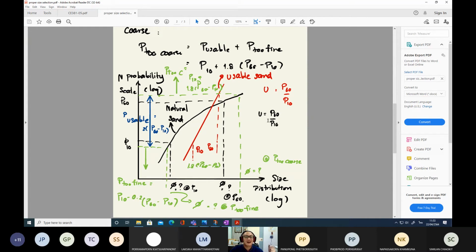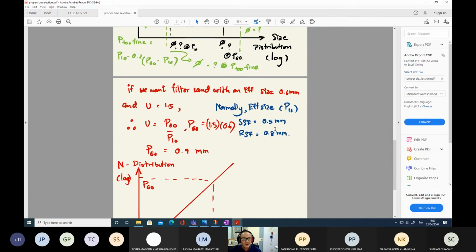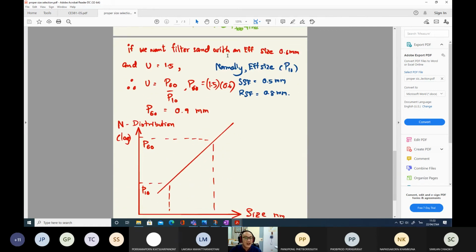And what should be the coefficient of uniformity? If we pick a coefficient of uniformity of 1.5, you can get the P60. So the criteria are the P10 and the coefficient of uniformity, and then P60 is the one we have to obtain from the criteria. For example, if we want the filter sands with an effective size of 0.6 and the coefficient of uniformity is 1.5, you can find out P60.